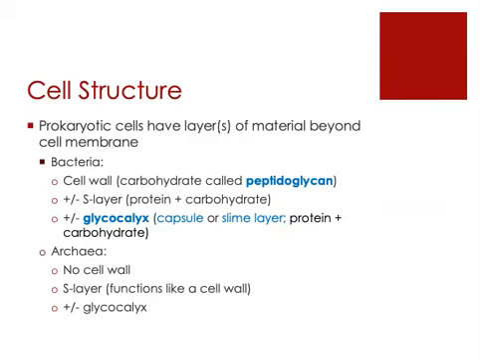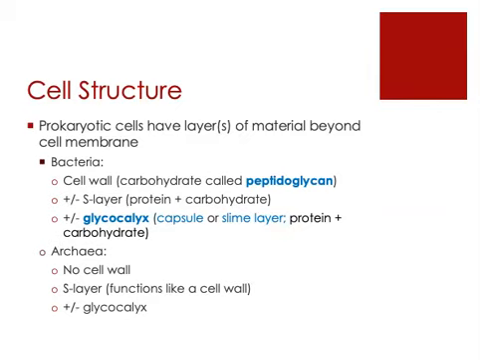Now, most bacteria do not double up like that. Most bacteria have just the cell wall outside of the membrane, followed by, again, some of these additional layers of material. And the most commonly encountered layer is called the glycocalyx. Now, there are two types of glycocalyx layers. One is called a capsule, and one is called a slime layer. And these are made out of protein and carbohydrate, just as we saw with the S layer, protein and carbohydrate.